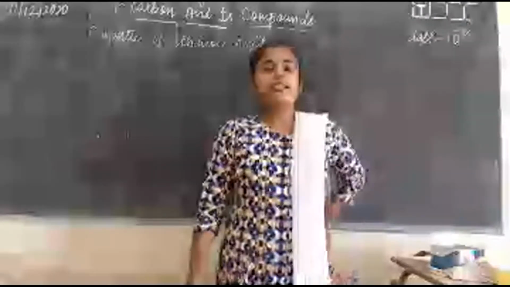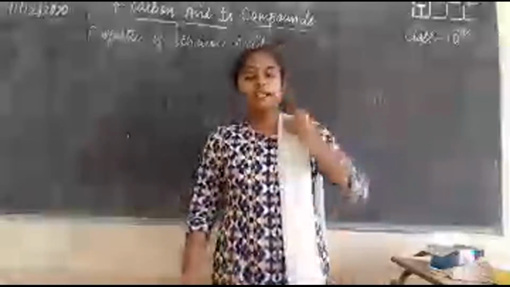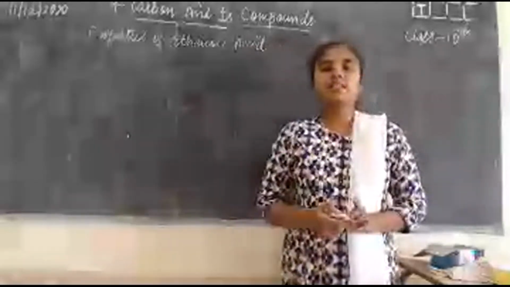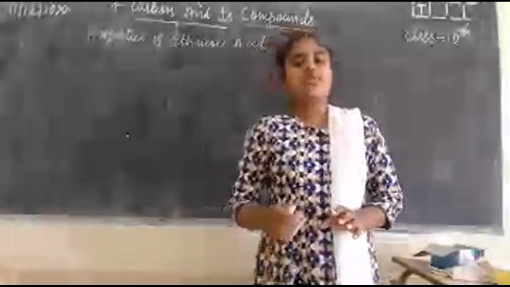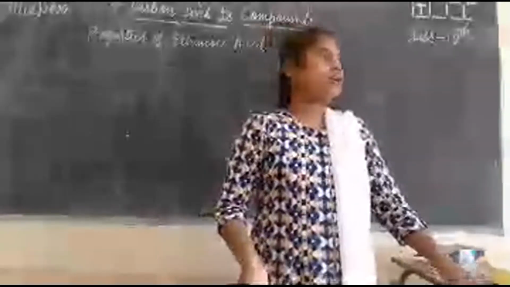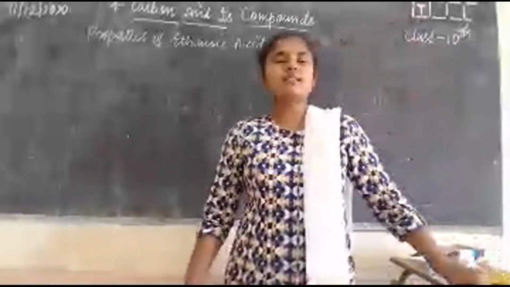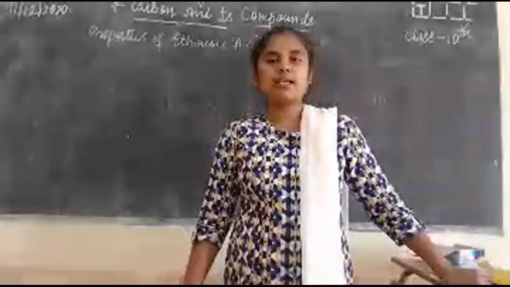So what is this ethanoic acid? Ethanoic acid is commonly called acetic acid. So the formula is CH3COOH. That is the formula for acetic acid or ethanoic acid. Then this belongs to the group of acids, and that acid is called carboxylic acid.